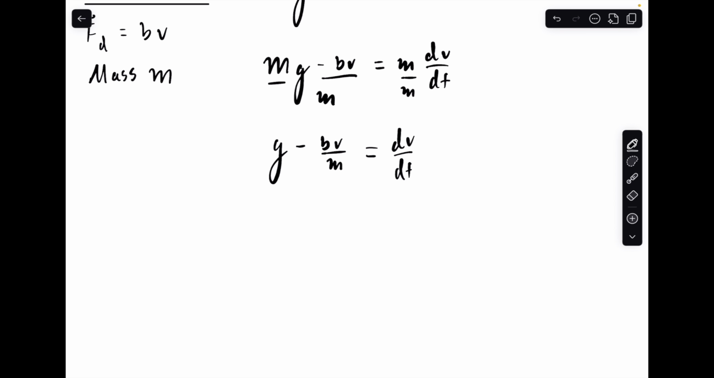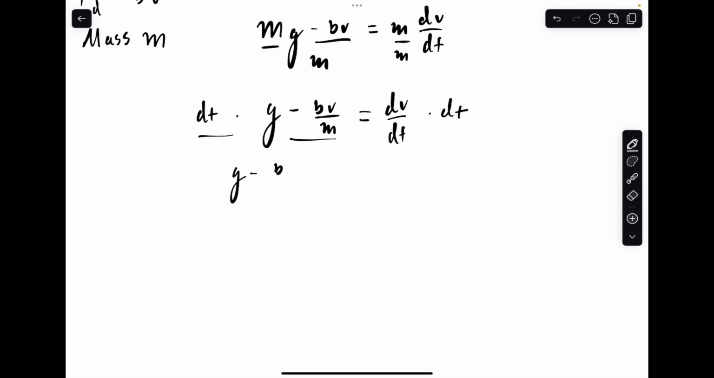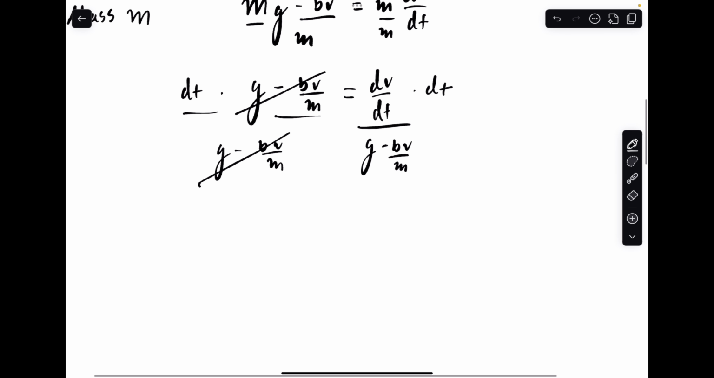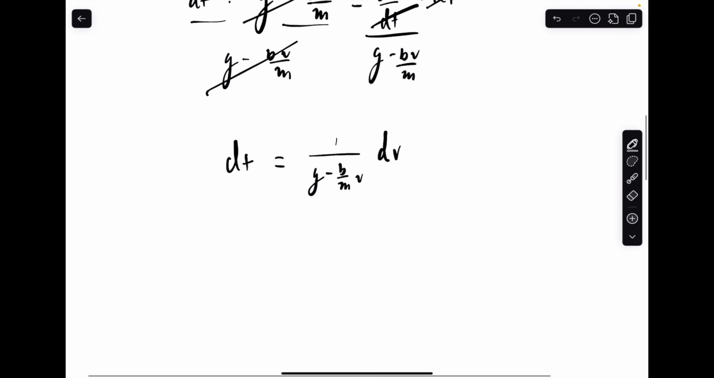Now this is a separable differential equation. So we're going to go ahead and separate our variables by multiplying dt to both sides. And we're going to divide both sides by g minus bv over m. That's going to cancel these on this side, and it's going to cancel dt on this side, and we're going to get dt is equal to 1 over g minus b over m v dv. And now this is a separated differential equation that I can now just integrate both sides.